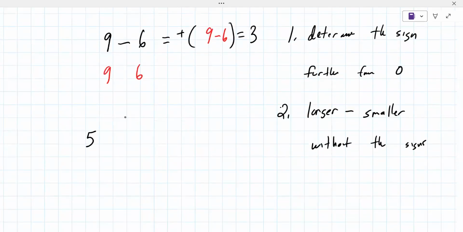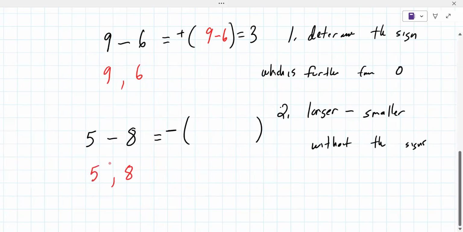How about 5 minus 8? Are these opposite in sign? Yes. Which is positive then and which is negative? 5 is positive, 8 is negative. Right. So now you have to first determine the sign of the answer. Is it positive or negative? Which is further from 0? -8 would be further from 0. So the answer is negative, and then you look at the numbers now without the signs. You say, okay, it's 5 and 8. You take the larger and subtract the smaller.